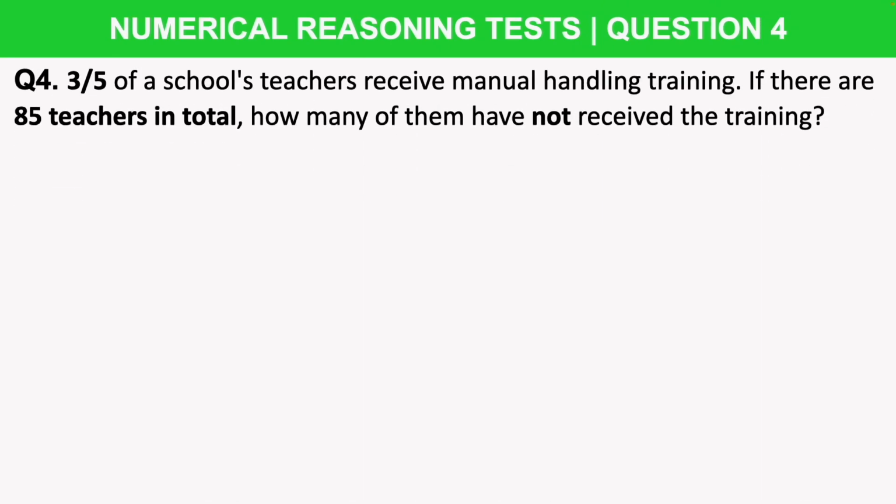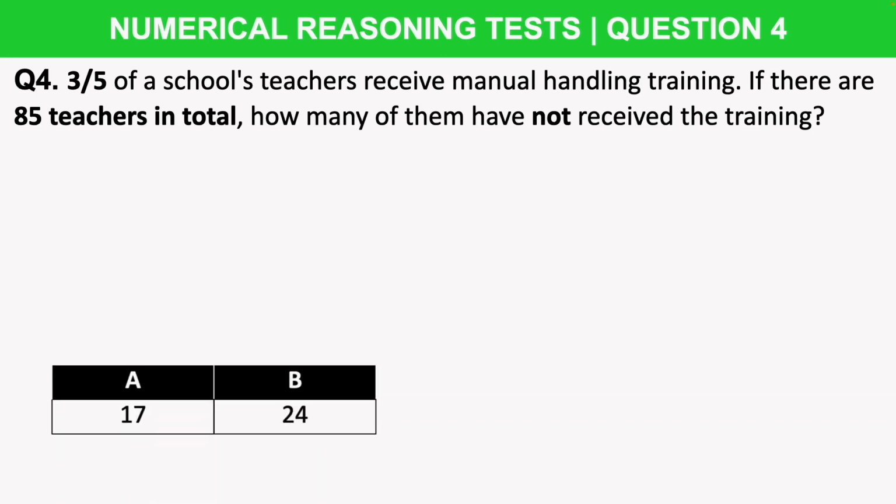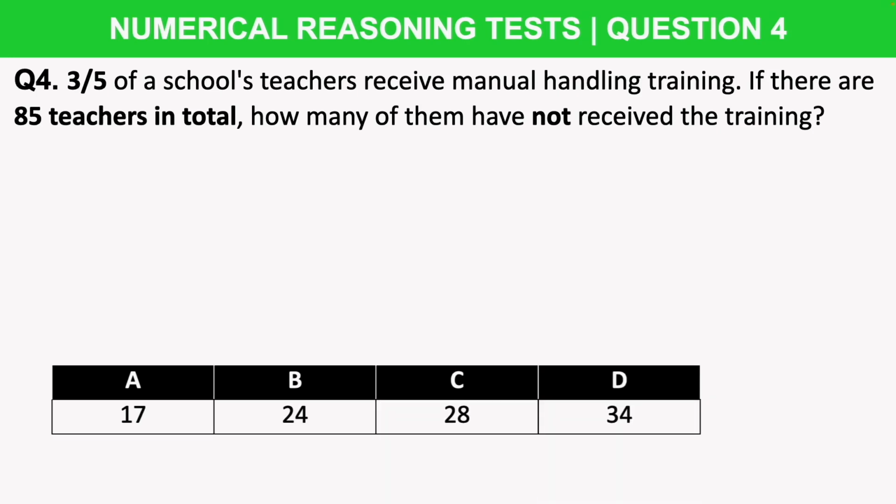So question 4 is this. 3/5 of a school's teachers receive manual handling training. If there are 85 teachers in total, how many of them have not received the training? Remember, not received the training. So many people find this type of question really easy to answer when they know how. So we're going to break it down and then I'm going to give you some practice questions just like we did before. So here are your answer options. Is it A, 17, B, 24, C, 28, D, 34, or E, 54?